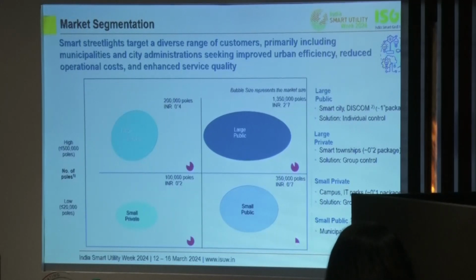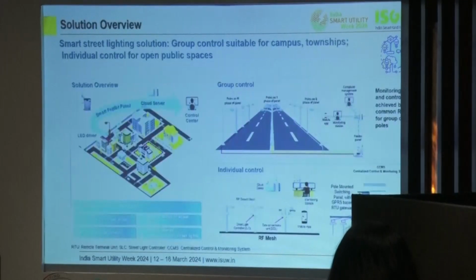Having said that, we have a market segmentation, and we need to work out how we can implement it in which type of area, and what type of street light poles we need. Along with that, there is a solution which we have come across, depending on which type of market we are going to deal with.